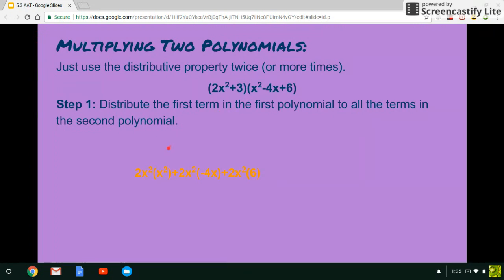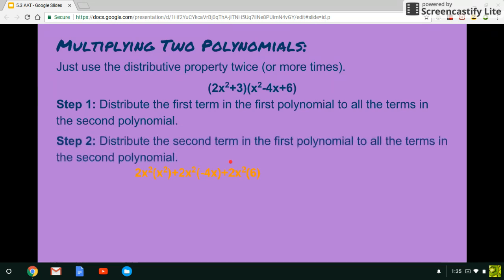So we're going to have 2x squared times x squared plus 2x squared times negative 4x plus 2x squared times 6. And then we're going to distribute the second term, so the 3, to all of the terms in the second polynomial. So we're going to end up with 3 times x squared plus 3 times negative 4x plus 3 times 6.